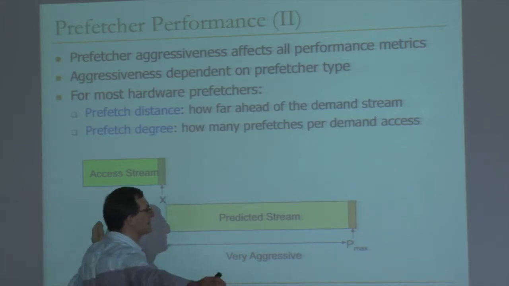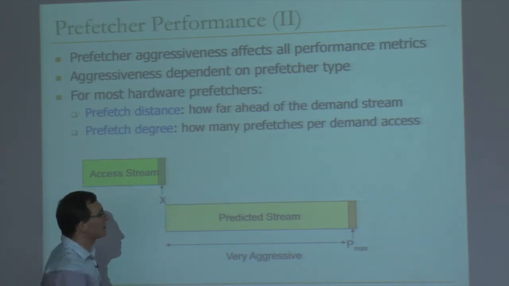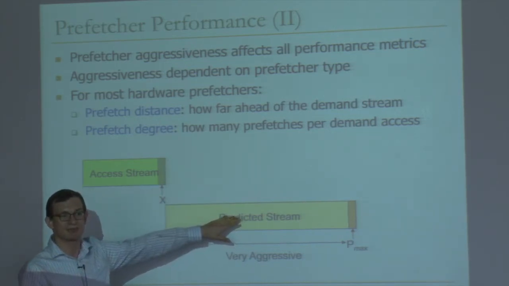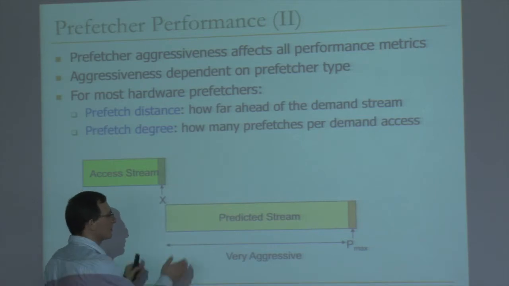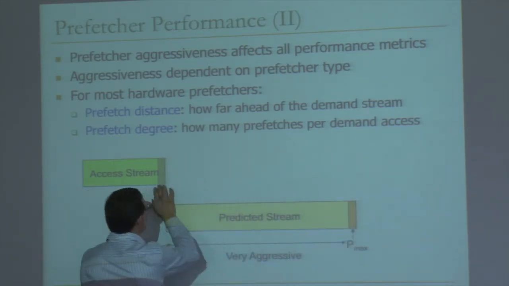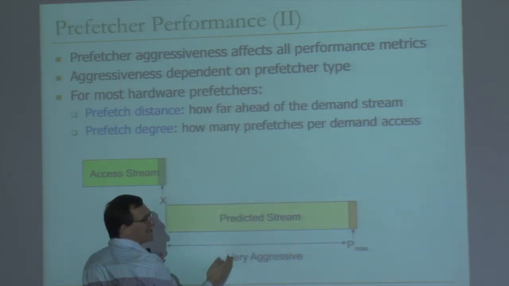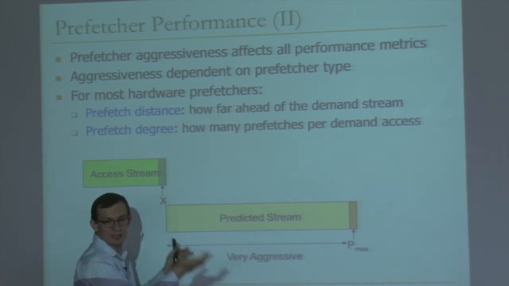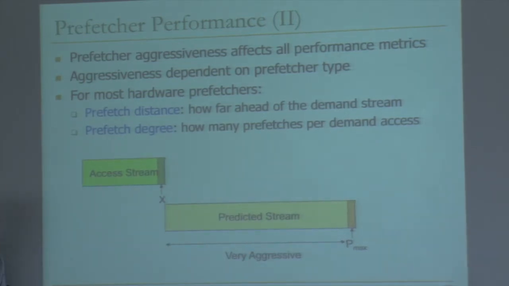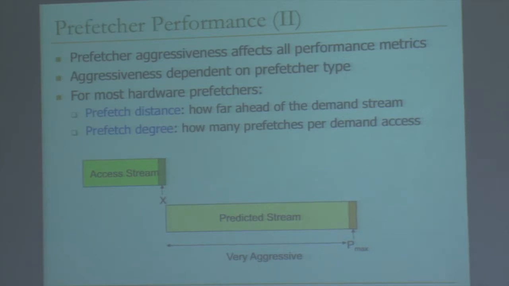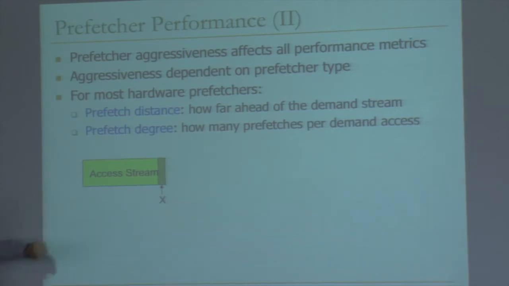And increasing that distance makes the prefetcher more aggressive, but it also makes it potentially less accurate, right? Because you're prefetching much farther ahead. Maybe the processor is accessing some of them, and then it's going to stop accessing the rest. Right? Maybe it's going to start another stream. Yes? By prefetch degree, do you mean just for a given address, I issue like 5 prefetches? That's right, yes. That's what I'm going to discuss next. This was the prefetch distance. Prefetch degree is exactly what you said.